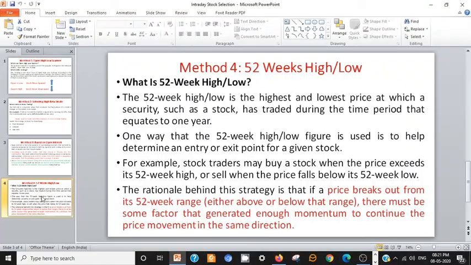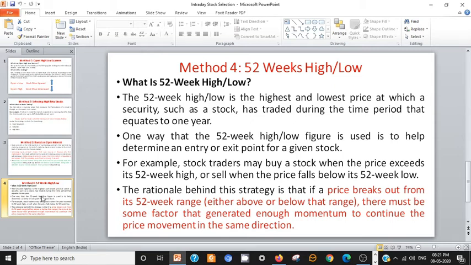Now we are going to the last method, method number 4, selecting stocks based on 52-week high or low. The 52-week high or low is the highest or lowest point in the price of a stock for a period of one year or 52 weeks. This strategy helps us determine the entry as well as the exit point for a given stock.